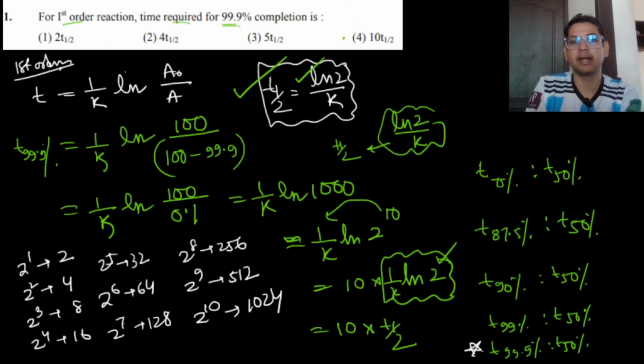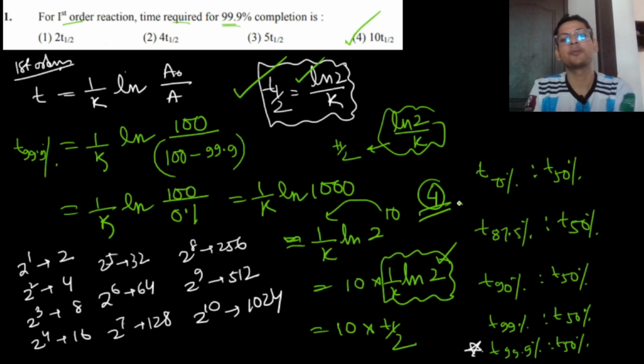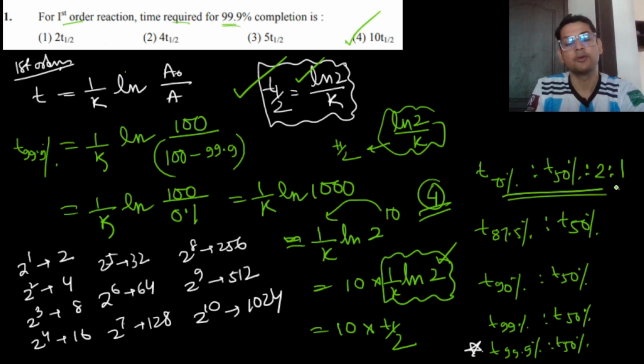So 10 into T half, that means option number 4 is your correct answer. So in this way you have to do these questions. So easy, right? And if you want, you can do T 75% to T 50%. This value will come as 2:1. You can do these things.